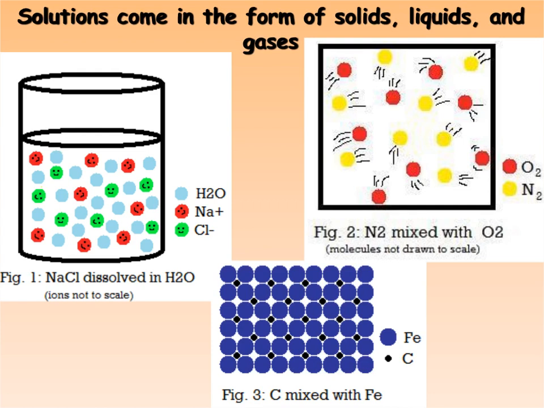All right, now understand that solutions can come in the form of solids, liquids, and gases. So this one over here, salt dissolved in water. This one is what we typically think of as a solution. We think of a liquid, but we can also have a gas solution, such as the air we breathe, which is a solution of gases. It's a mixture of a bunch of gases. And also solids, so alloys or a mixture of metals can also be considered a solution.